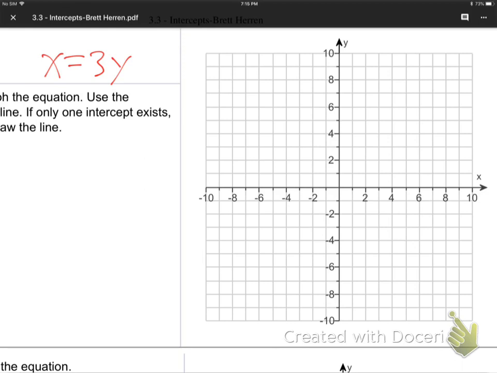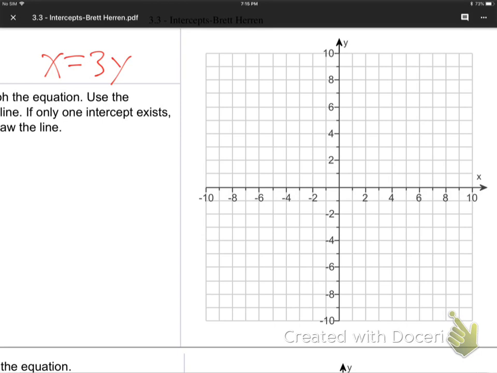This one's going to be different. Why is this one different? It has to divide. This time we have both letters. So it's not going to be a flat line or a straight up and down line. It's going to have some kind of slant to it, isn't it? It's not going to be straight up and down or straight sideways. Those ones that are straight up and down or straight sideways only have one letter.